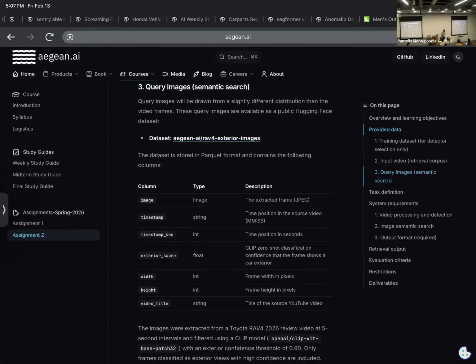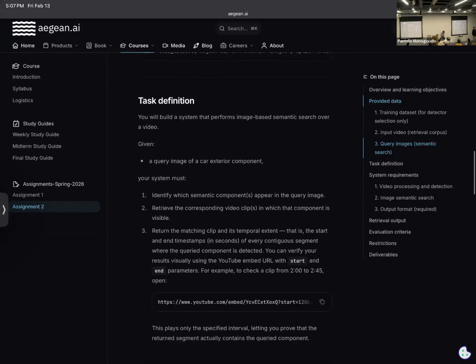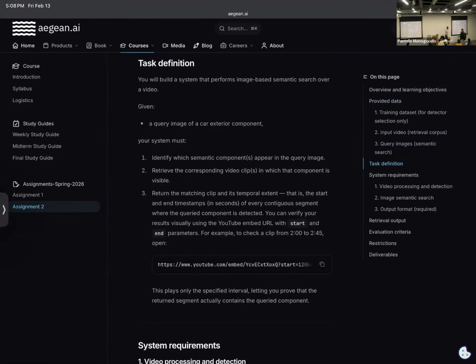Now, this is the full task definition. Follow this order, and you should be okay. The query images are not from the same video. They are from another car view, not a different model altogether, but a different video, again presenting that vehicle. Any questions on this assignment?